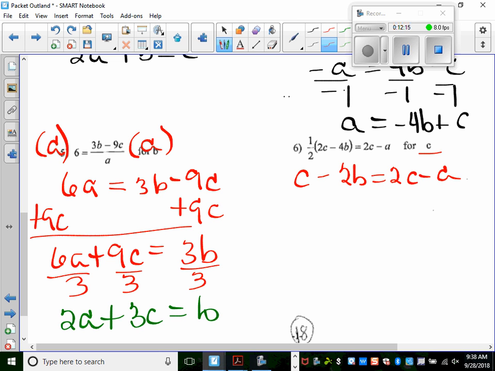Now notice I have c's on both sides. So I will first want to collect them all to one side. So let's just take this c that's here and move it to the other side. Okay, because you want them all to be together. So that's going to give me negative 2b equals, well, 2 minus 1 will just leave me with 1c minus a.